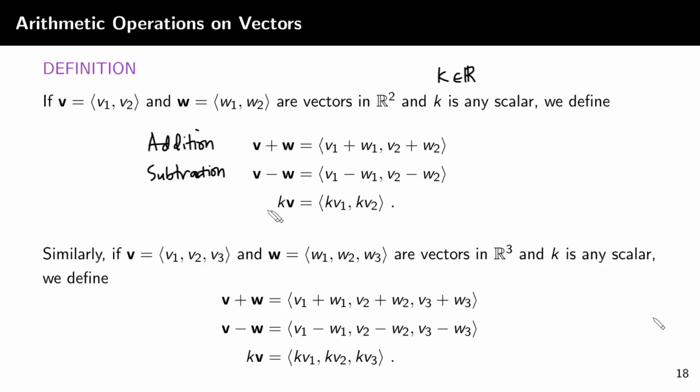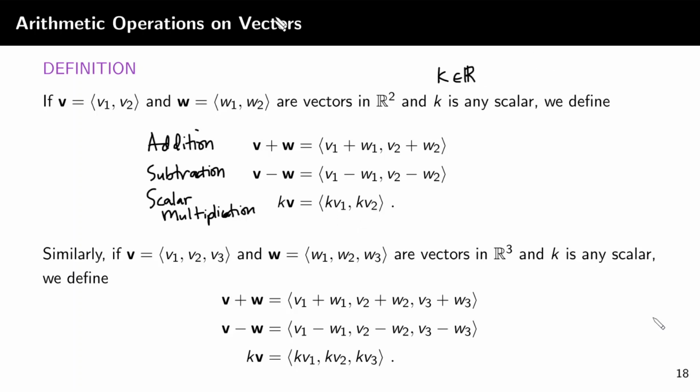Itong third operation naman natin is scalar multiplication. So we have a scalar k and we are multiplying it with the vector v. So ang mangyayari lang, yung magiging components ng k times v will be kv1 and kv2. Na-distribute lang yung k dun sa parehong components ng v1 at v2.